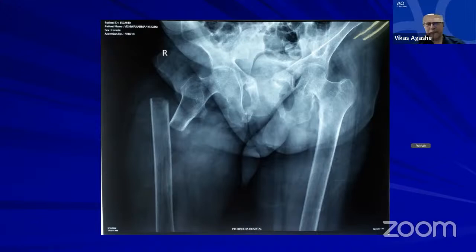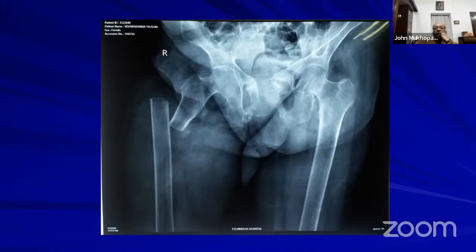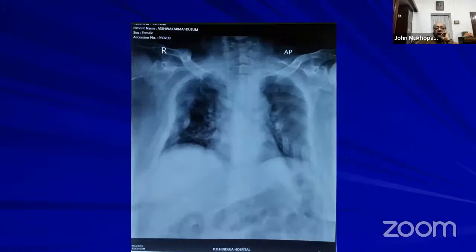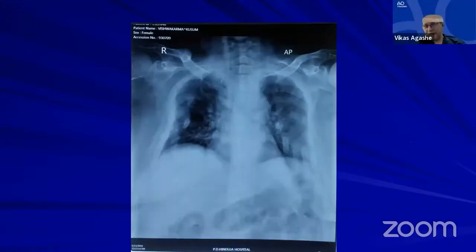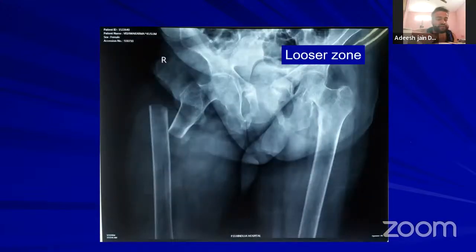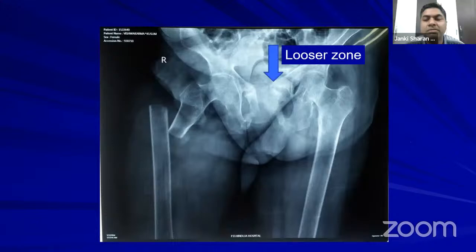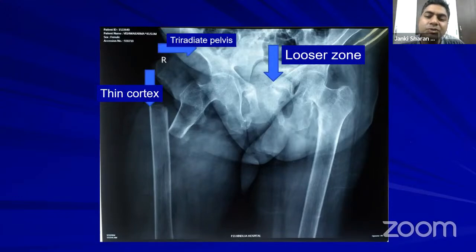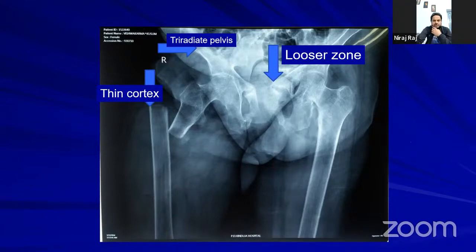Also called? Pathological. They may be pathological, but what is the name for it? When you get fractures without an injury, what do you call them? So we call them pathological fractures. Someone should have mentioned that type of fracture. Do you see that the subtrochanteric fracture is a transverse one? No, sir. So hang on.